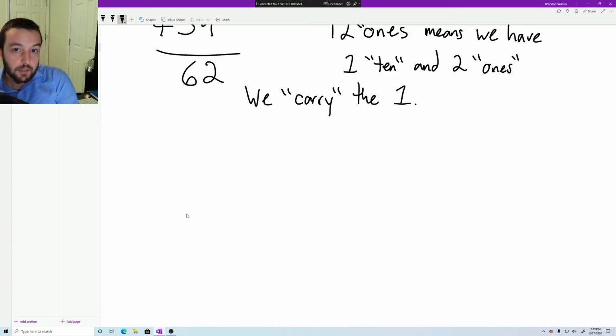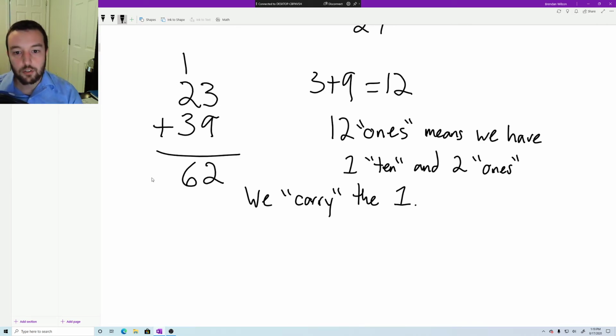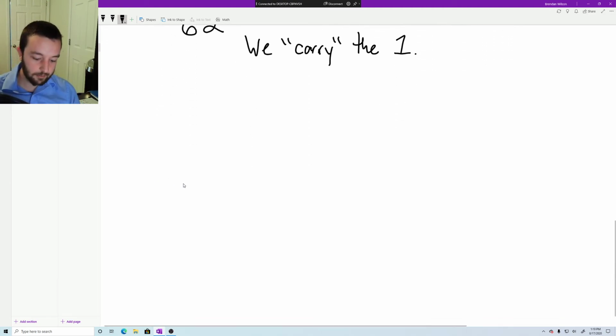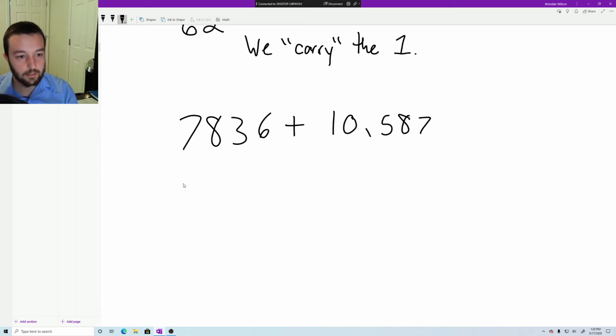So this is pretty much the way it goes for all of these. In fact, if you can do this problem, no problem, then you can pretty much do any addition problem. It's just a matter of lining up the place values and doing this for all of the values. So let's try one with more digits now. Let's try 7,836 plus 10,587. Okay. We have to make sure we get the place values lined up here.